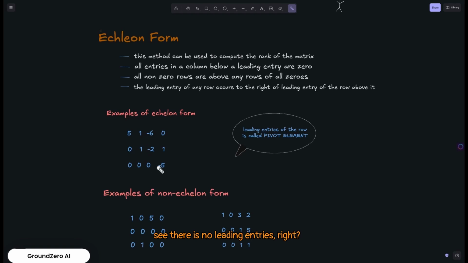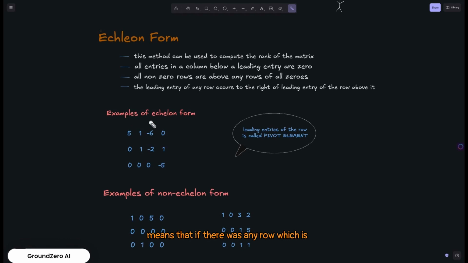Similarly, in this third row, you see there is no leading entry, right? But minus 5 is there. So all entries in a column below a leading entry are 0. This is the leading entry for the first row, 1 is for the second row. And all non-zero rows are above any rows of all zeros.